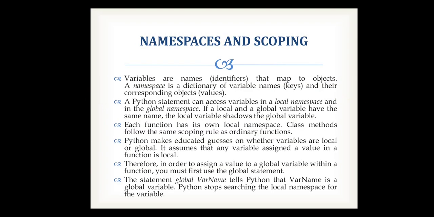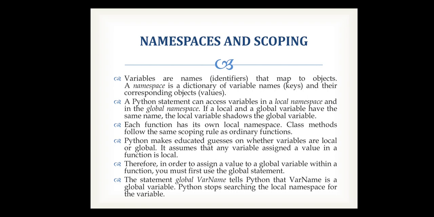Then next is namespace and scoping. Variables are names (identifiers) that map to objects. A namespace is a dictionary of variable names as keys and their corresponding objects as values. A Python statement can access variables in a local namespace and in the global namespace. If a local and a global variable have the same name, the local variable shadows the global variable. Each function has its own local namespace. Class methods follow the same scoping rules as ordinary functions.